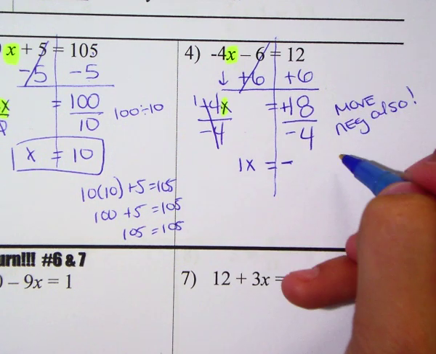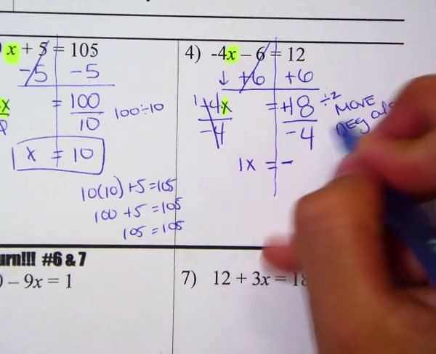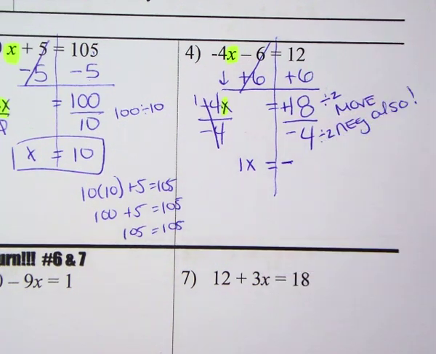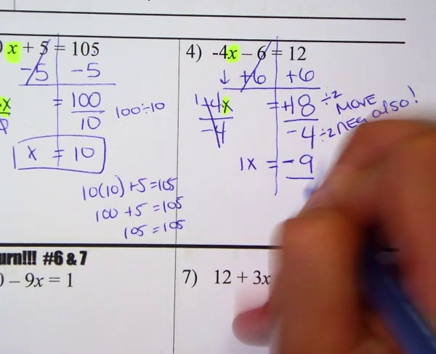Then 18 divided by 4, that's going to be a decimal, so I'm actually going to divide the numerator by 2 and the denominator by 2. 18 divided by 2 is 9. 4 divided by 2 is 2.